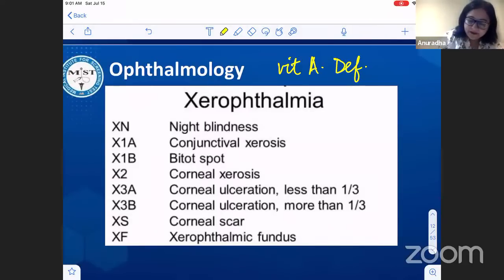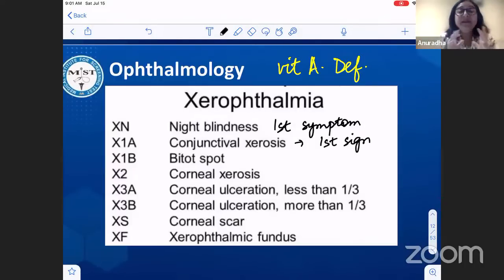The first symptom in xerophthalmia is night blindness. The first sign which comes up is conjunctival xerosis. Xerosis means severe dryness of the surface. The conjunctiva becomes lusterless. The next stage is the Bitot's spot. Then there is dryness of the cornea, corneal xerosis. If untreated, that leads to corneal ulceration, which is called keratomalacia in cases of vitamin A deficiency. If untreated, this can involve the whole of the cornea, leaving a corneal scar. And the changes which you see in the fundus are called xerophthalmic fundus.